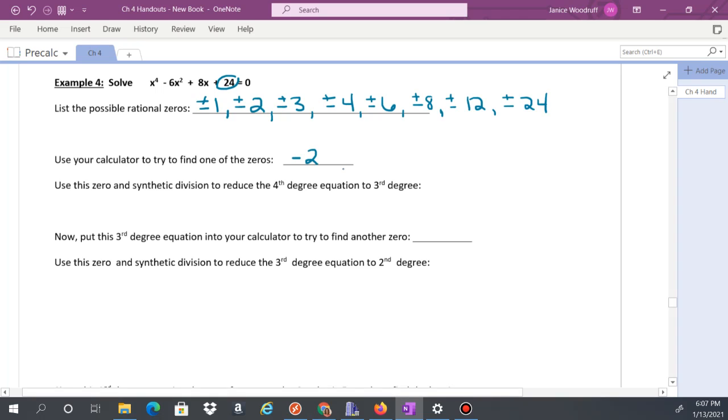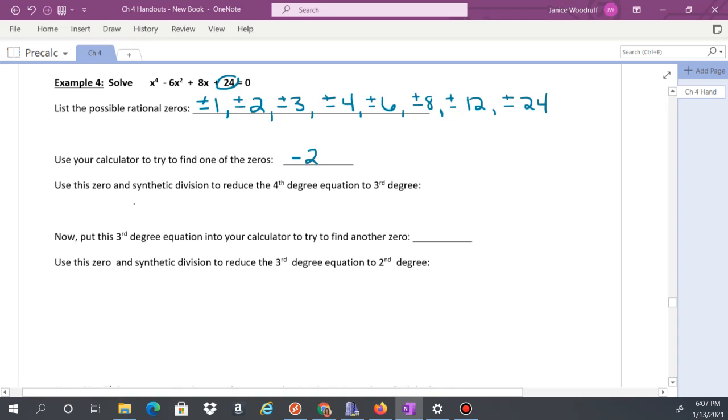So then once we have 1 zero, what we're doing is we're using synthetic division and we're just reducing it and reducing it until we get to a quadratic, and then we use the quadratic formula to solve. Okay, so we're reducing it using synthetic division. That takes you 1 degree down to 3rd degree, and then you would go down from 3rd degree to 2nd degree. Okay, so I take this zero, put it in synthetically.